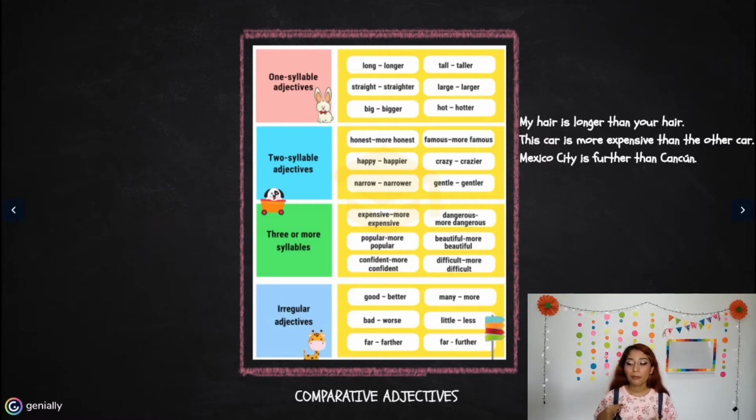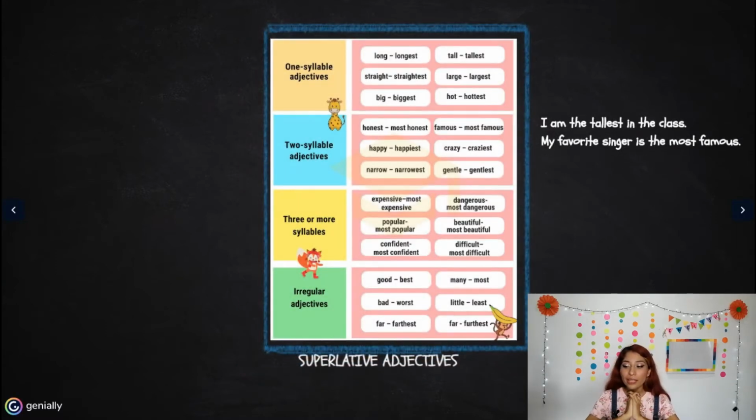So when you have an adjective that has 3 or more syllables, we would say more expensive, not expensiver, and so on. So we can say expensive, it has 3 syllables. Dangerous. Beautiful. Difficult. Also confident. Popular. Okay, it has 3 syllables. So when we count 3 or more syllables, we will say more difficult, more beautiful. Okay, not difficulter, nor beautifuler. It doesn't exist.